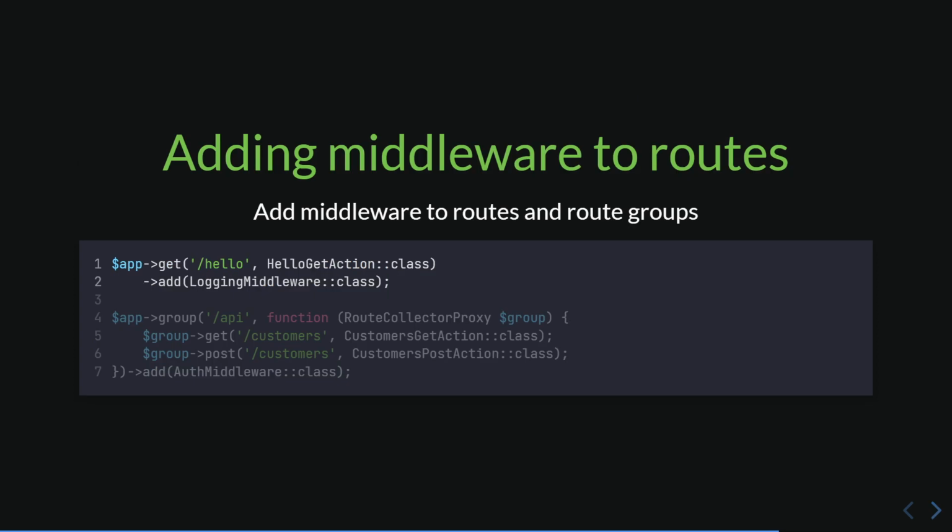Sometimes you may need to execute a middleware only for a specific set of routes. For example, to protect all of your API endpoints. In this case, you can add a middleware to a specific route or a routing group, as shown here in this example.